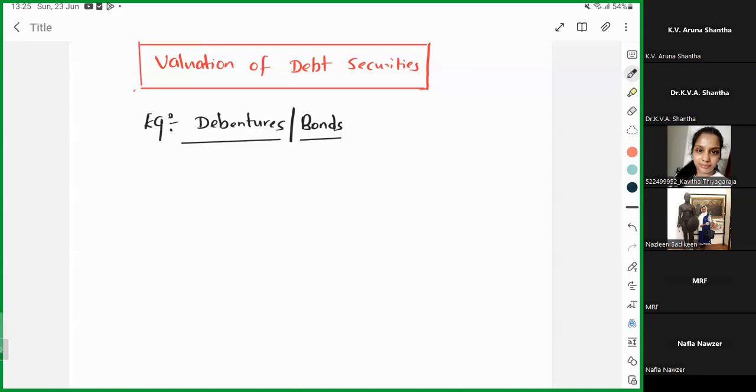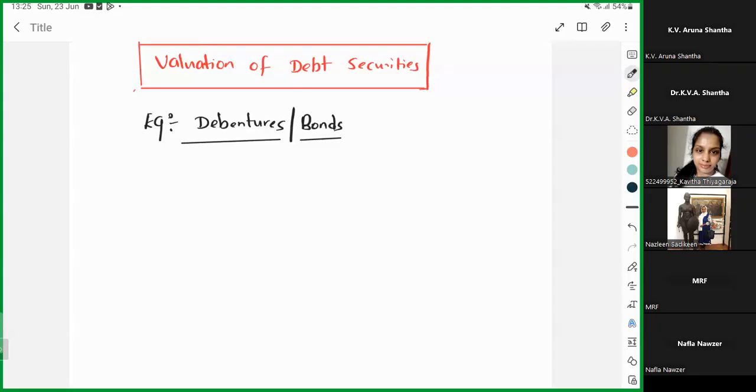What are the cash flows you are getting in the future? The interest? Yes, like for savings, the investments, interest. One cash flow is interest. Very good. Now, debentures are issued for a particular time period.